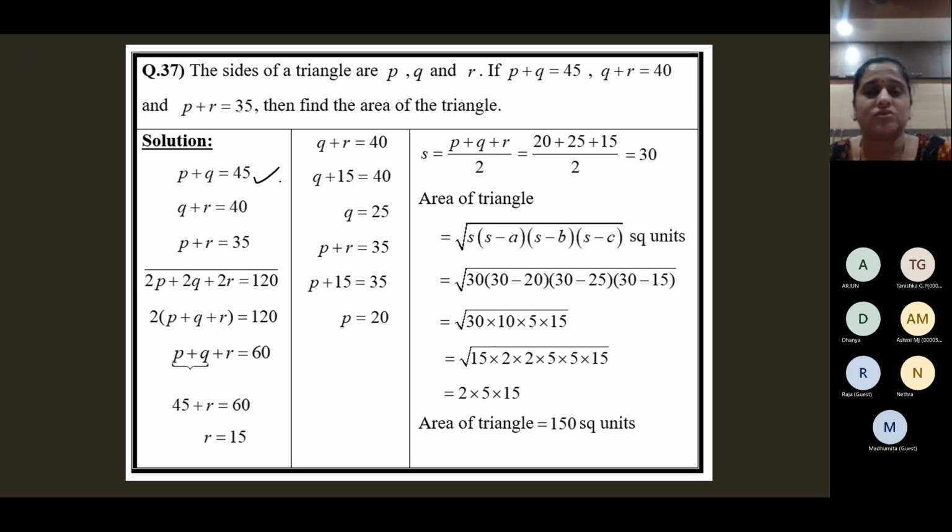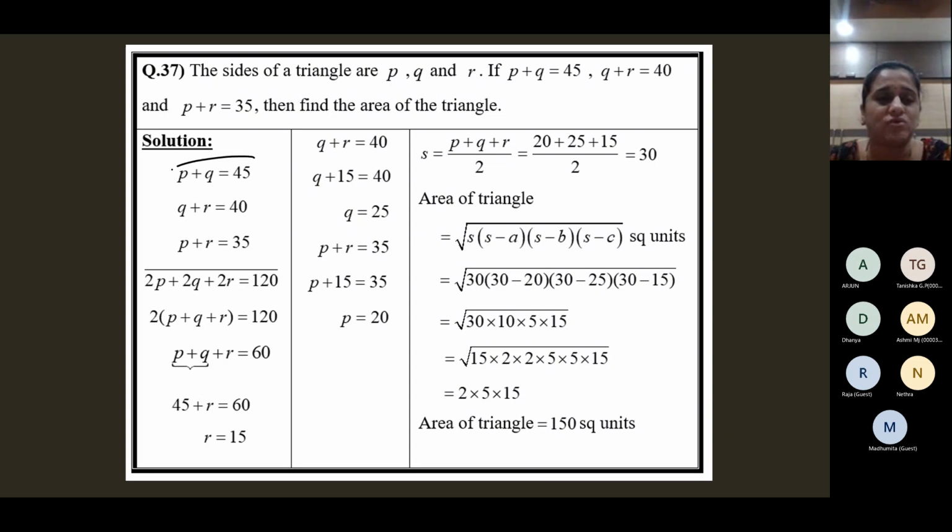So we are given P plus Q is 45, Q plus R is 40, P plus R is 35. Add the three equations. So you get P plus P, 2P, Q plus Q, 2Q, R plus R, 2R. So 2P plus 2Q plus 2R is equal to 45 plus 40, 85 plus 35, 120. Take out 2 common, then bring the 2 for division to the other side. So we have P plus Q plus R is equal to 60.